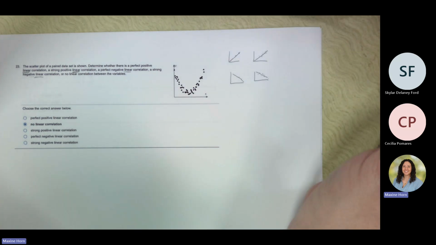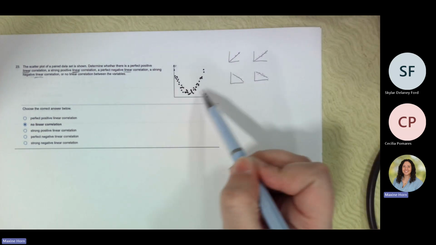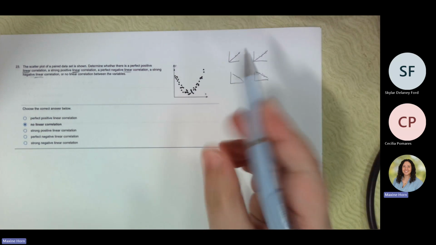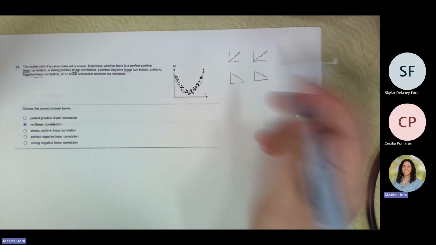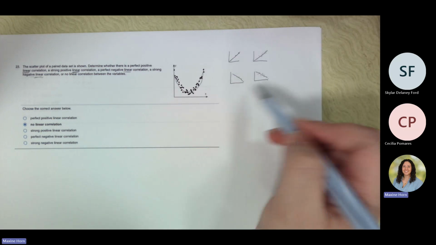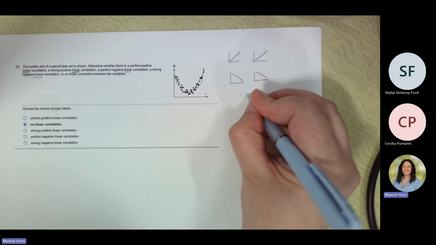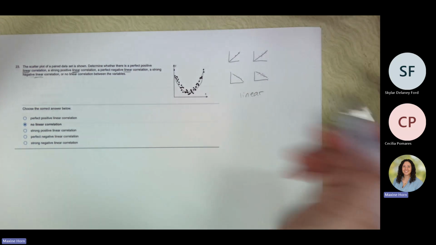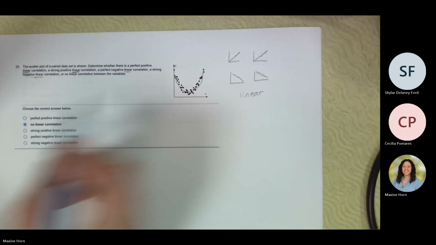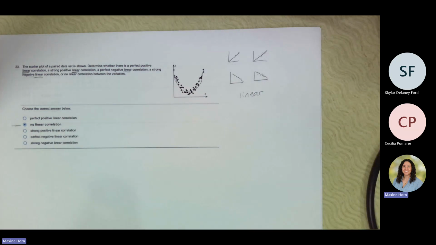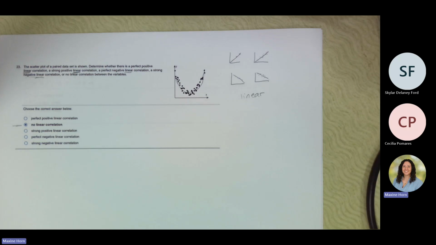Or no linear correlation. So there's clearly some sort of relationship happening here, right? We've got a shape here, but it's not a line. These are linear relationships, linear correlations. This is not linear. It's something, but it's not linear. That's why there's no linear correlation. It doesn't mean that there's not some type of relationship. It just means that it's not linear. We're dealing with linear in this section. Okay.